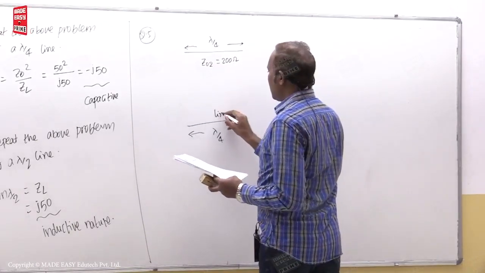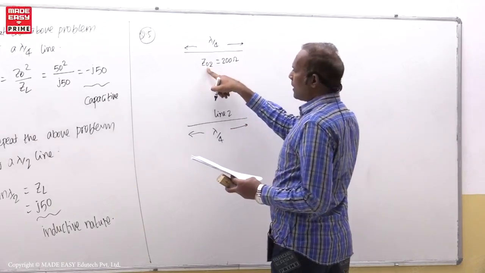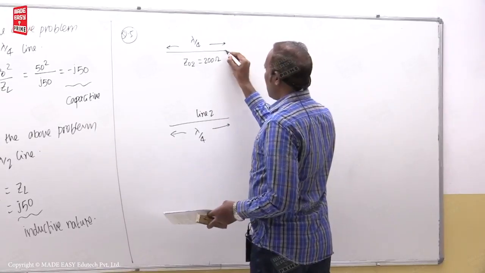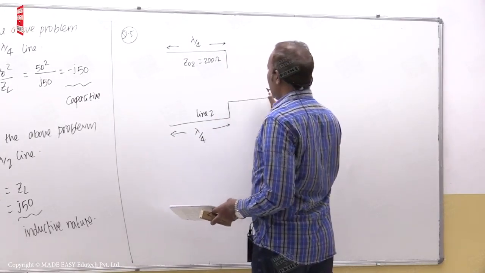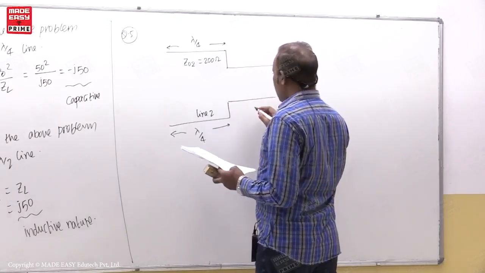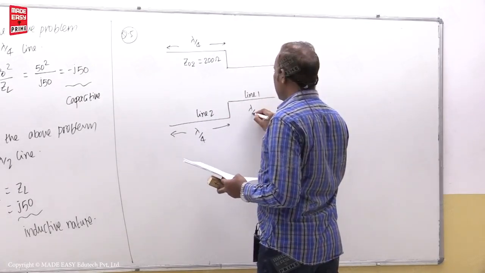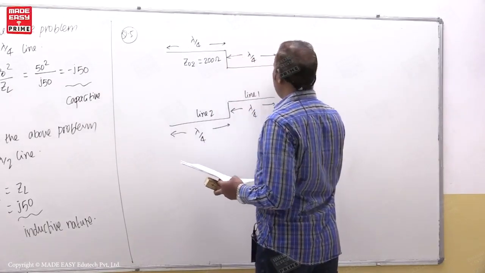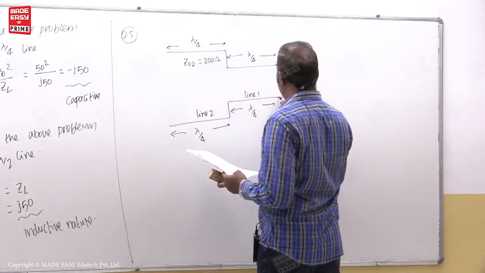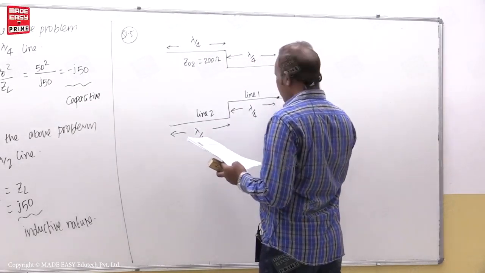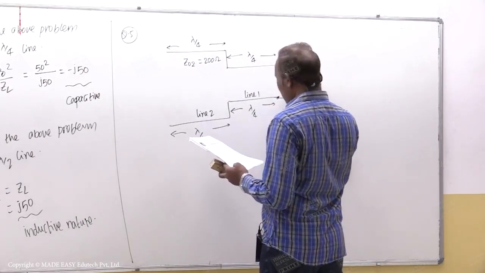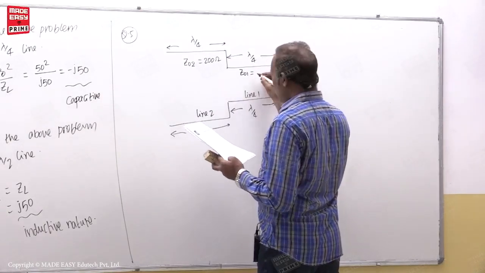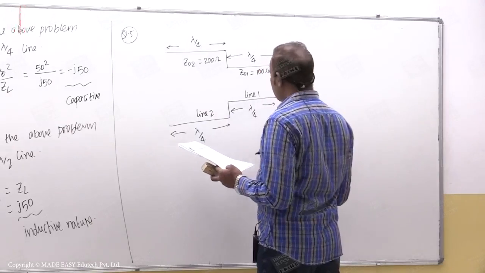Now this is line 2. That is why Z0 means characteristic impedance, 2 means for second line. The length of this line is lambda by 4. And one more line is there here. That line is once again line 1. The length is lambda by 4 once again. Okay. Now this is 150 ohm. And this is first line. Characteristic impedance of first line is equal to 100 ohm. This is line 1.